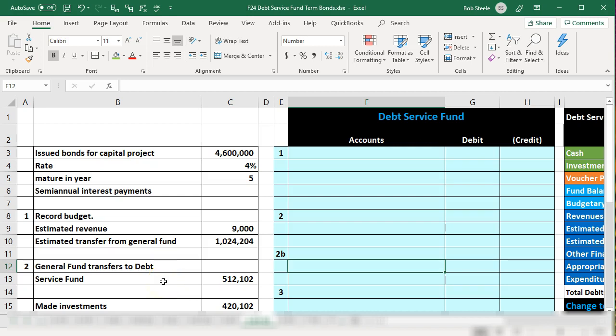In this presentation, we will work a problem related to recording transactions in the debt service fund for term bonds and the activity for them. We have the information on the left side. We're going to put that information into the blue area on the right side, including journalizing the journal entries and then posting them to a worksheet.